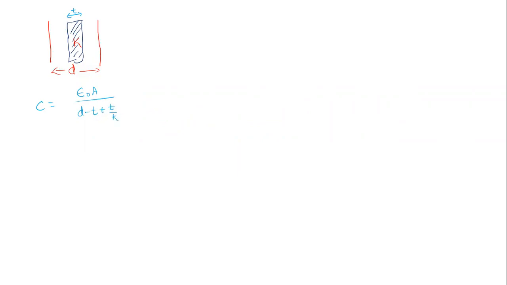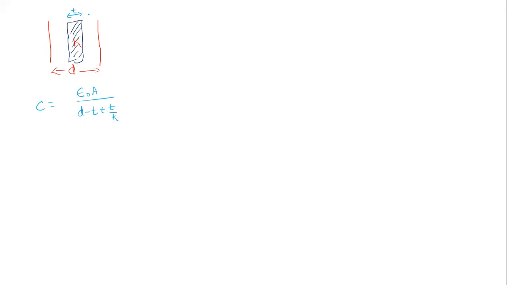This is the Gauss method derivation, but I'm not suggesting it now, it's not required. It is D minus T plus T by K. That's what will happen. K is what we call the dielectric constant, and we insert this value when it is partially filled.